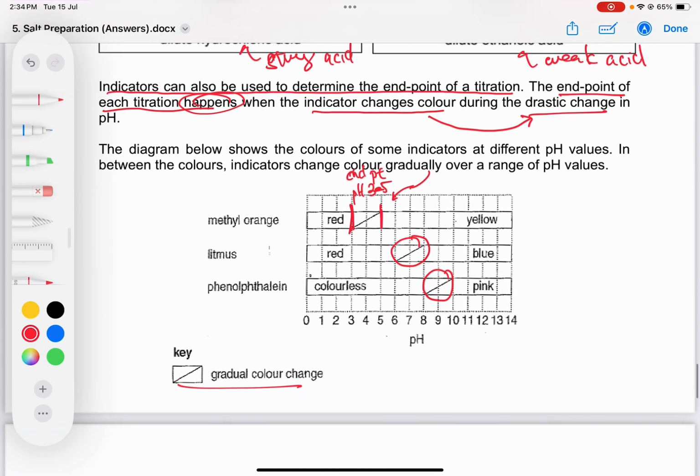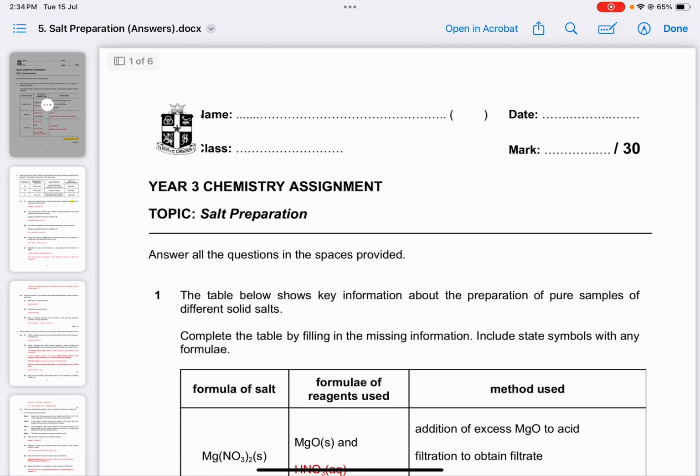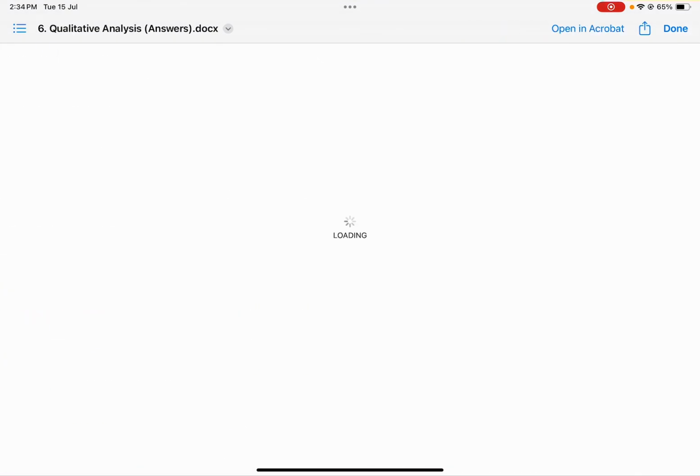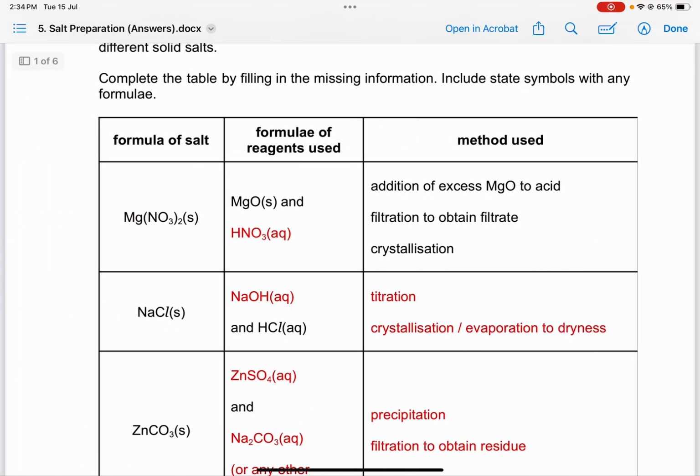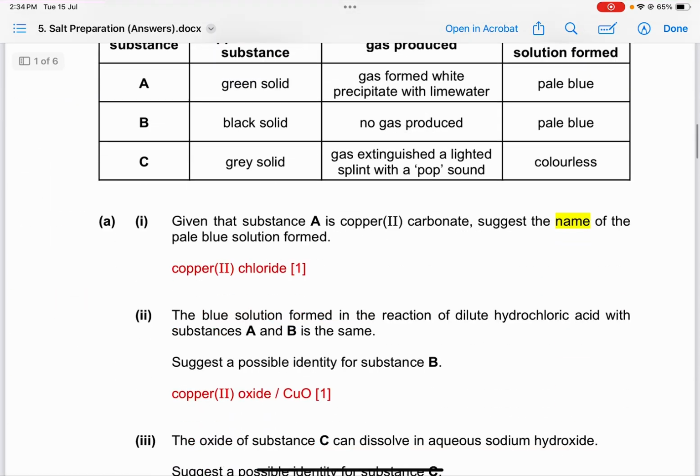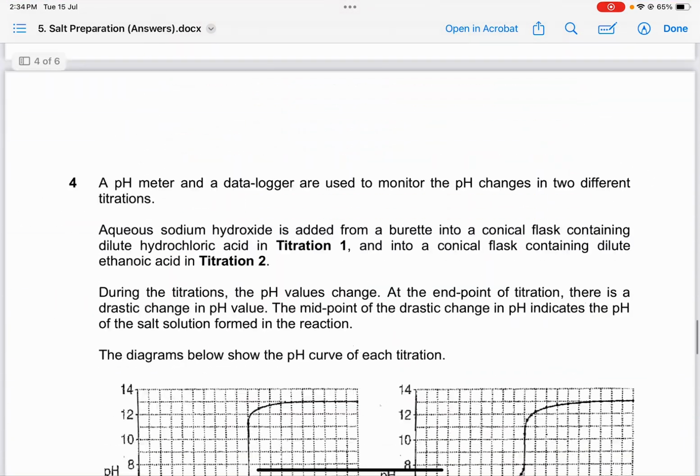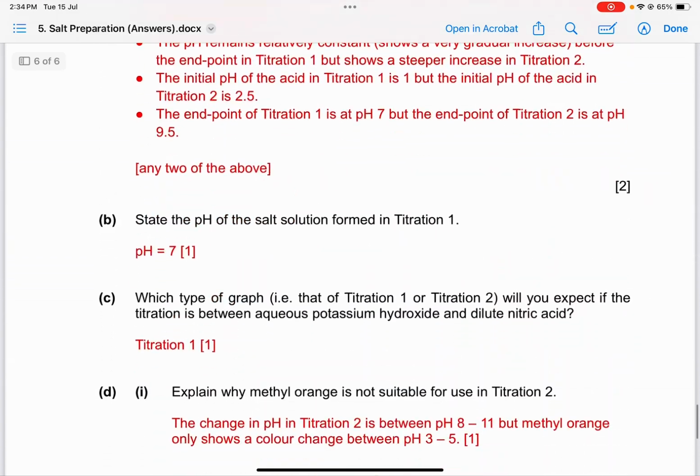So the indicator color change does not match the pH range, oh sorry, oh no, oh no, I realized the whole thing is gone, sorry guys. Let's go. I wasted it, but never mind, at least it's recorded, so that's good.